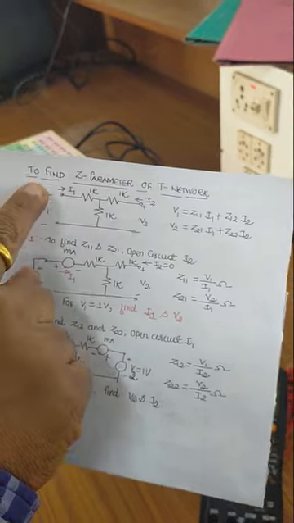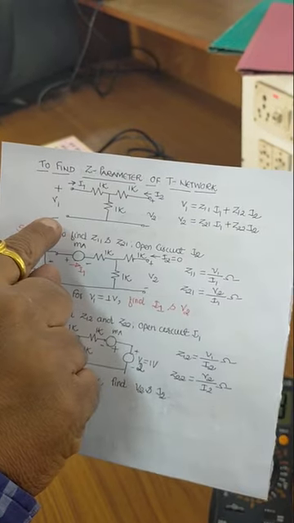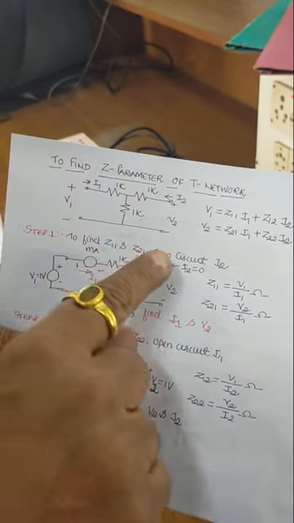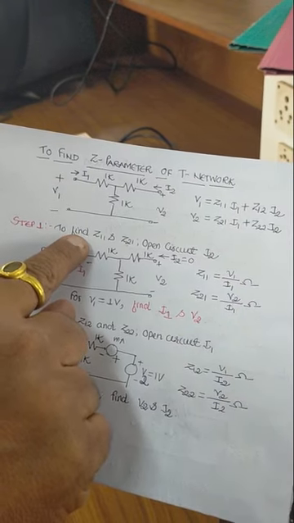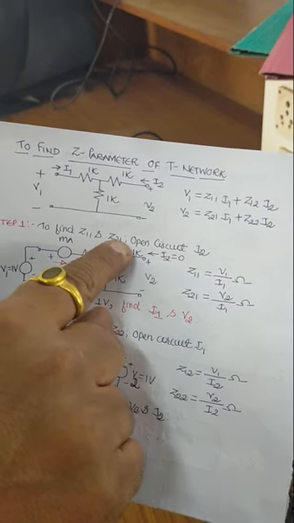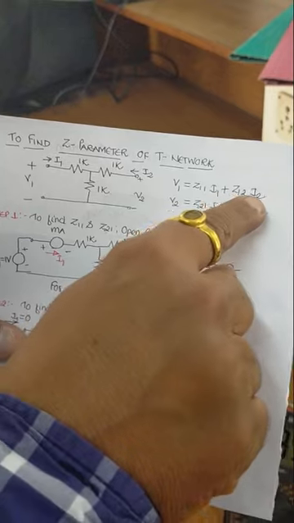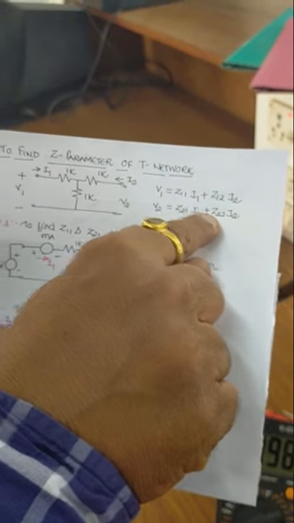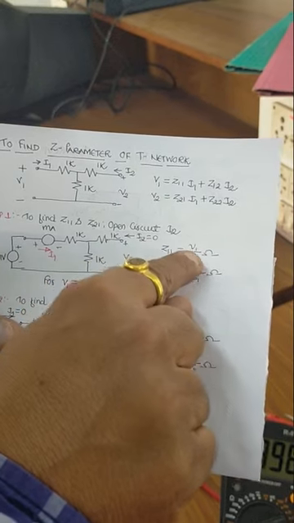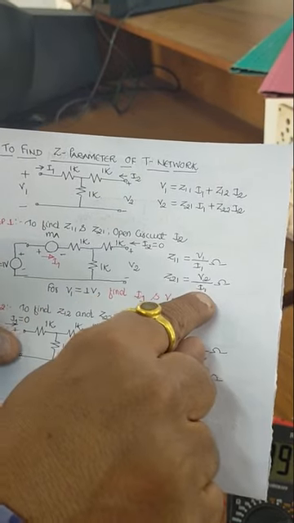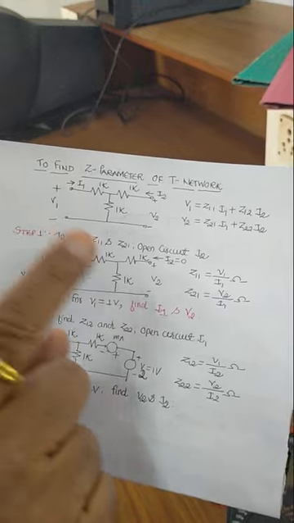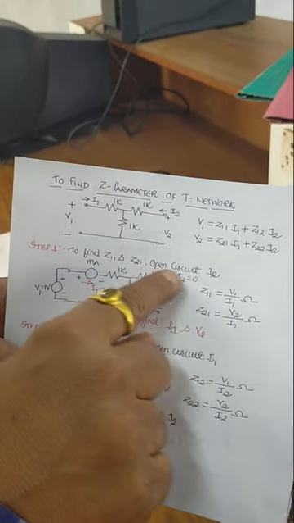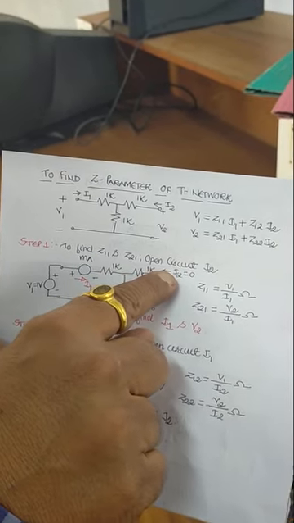Now what we have to do is find these particular parameters for a T network. For that purpose, first we will find Z11 and Z21 with I2 open-circuited. If we open circuit I2, I2 will be 0, and this term will be 0. So Z11 equals V1 by I1, and Z21 equals V2 by I1, in ohms. For that, we open circuit I2, meaning I2 equals 0.